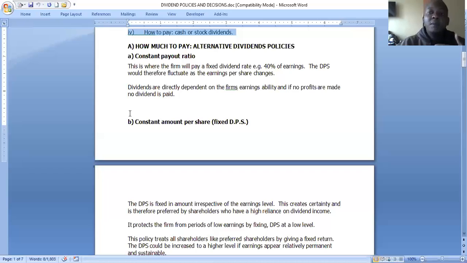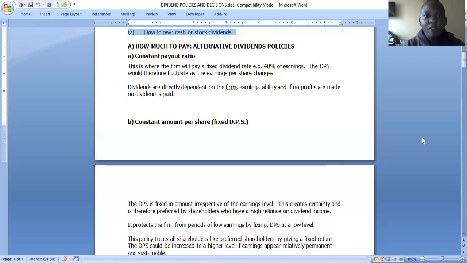So you've seen that the dividends will go up based on the amount of profits that have been reported by the business. The higher the profits, the higher the dividends under the constant payout ratio, because the dividend is dependent on a fixed dividend rate, and the fixed dividend rate will be multiplied by the profits or the earnings per share to determine the dividends to be paid.